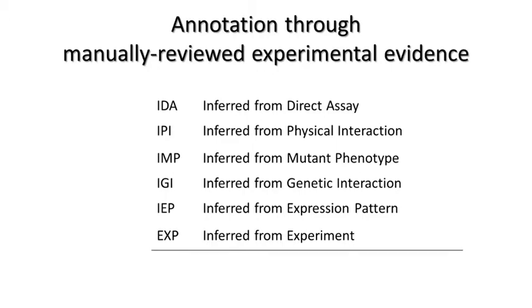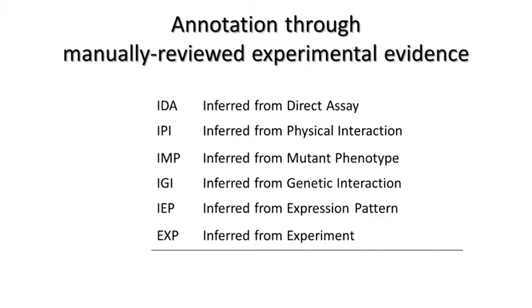IPI, inferred from physical interaction, such as two-hybrid interactions, co-purification, co-immunoprecipitation, and ion protein binding experiments. IMP, inferred from mutant phenotype, meaning experimental studies of mutations, polymorphisms, or allelic variations, any procedure that disturbs the expression or function of the gene, overexpression or ectopic expression of wild-type or mutant gene, and so on.